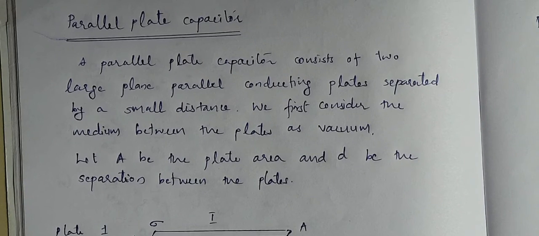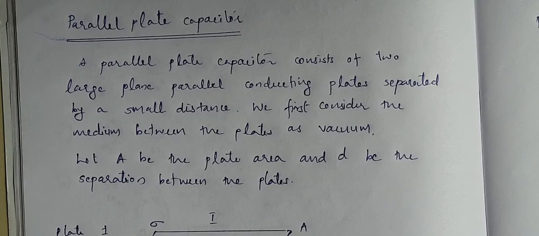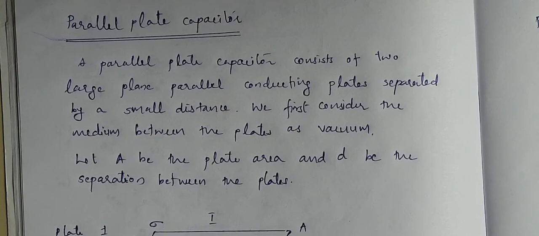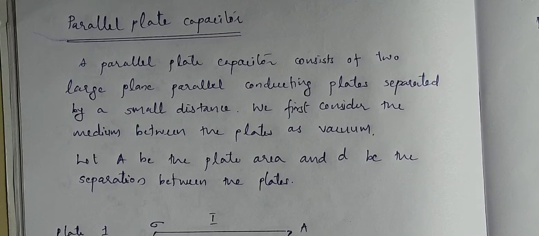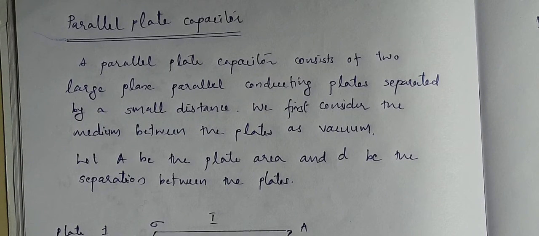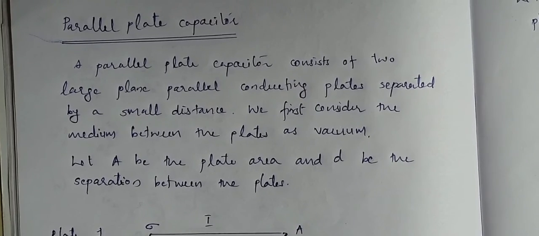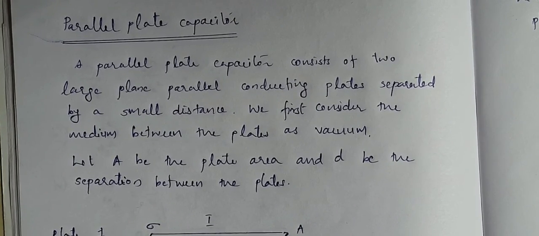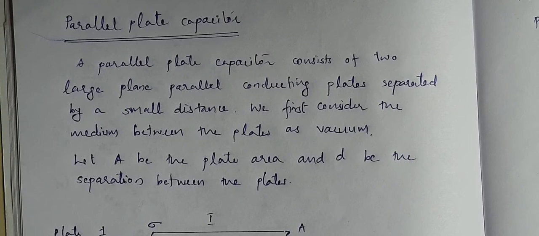Our today's topic is parallel plate capacitor. In the last class we have seen what is a capacitor and how it is used. And of course we have seen how to calculate the capacitance of a capacitor. We told the simplest form of a capacitor will be two conducting plates with the opposite charges separated by a distance. And we call it a parallel plate capacitor.